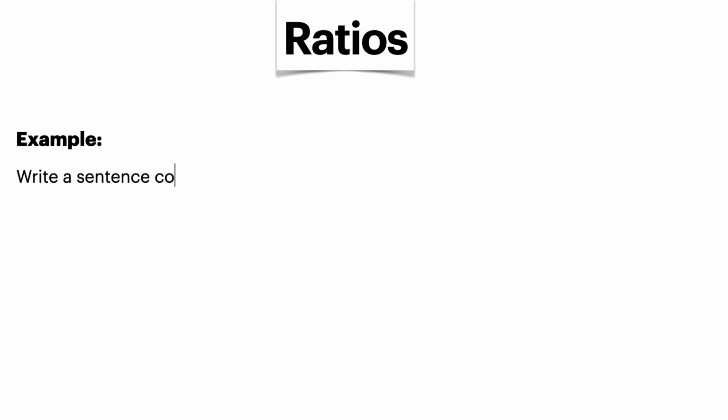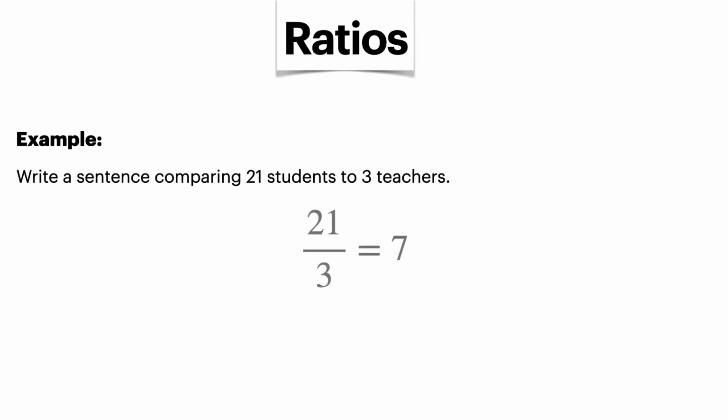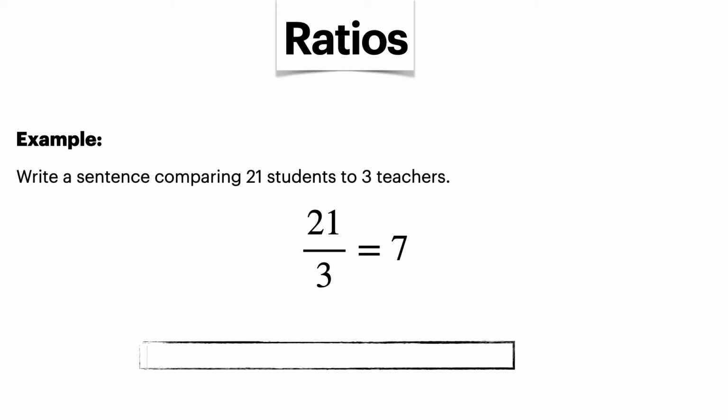Let's look at another example. Write a sentence comparing 21 students to 3 teachers. This is another example of a similar thing. If we can, we'd like to reduce these numbers if that's possible. 21 and 3 are related. So 21 divided by 3 is 7. So I could just write it as 7 students to 3 teachers, or to 1 teacher, excuse me. So there are 7 students for every 1 teacher.